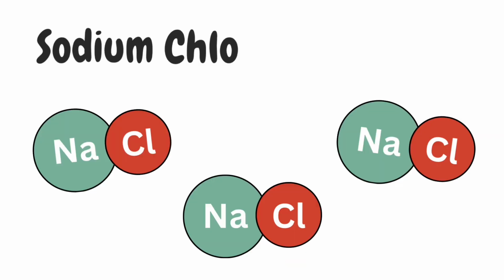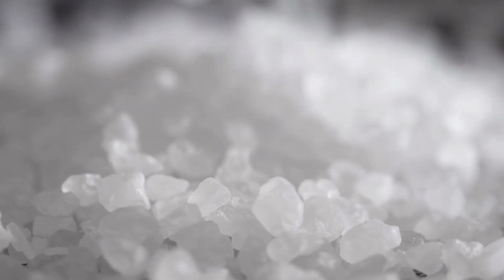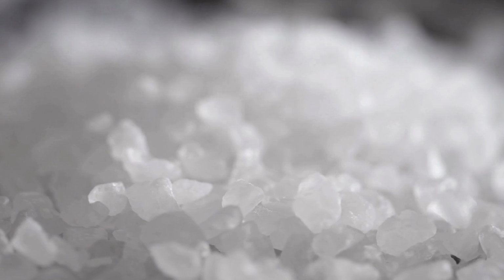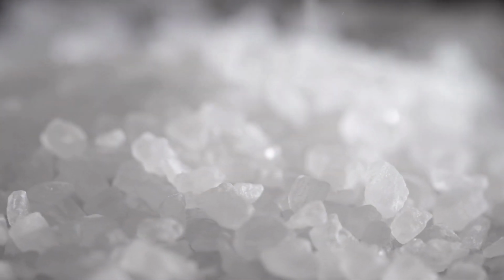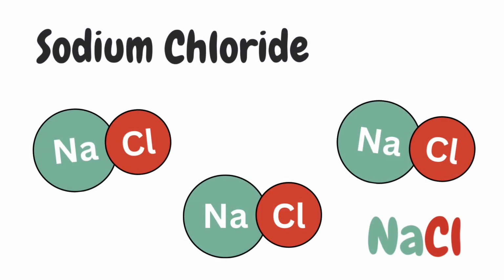Another compound you hear about a lot is sodium chloride, which is made up of atoms of sodium and atoms of chlorine. Sodium chloride is actually the scientific name for salt. So when you add salt to your dinner, you're actually adding sodium chloride. And sodium chloride has the formula NaCl, which tells us that there is one atom of sodium joined to one atom of chlorine because there are no numbers after the element symbols.